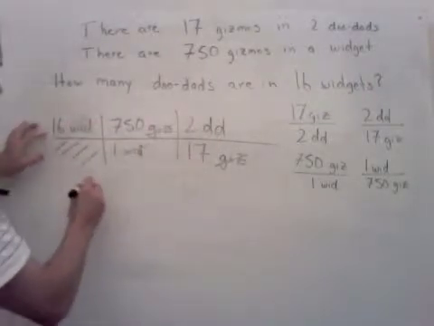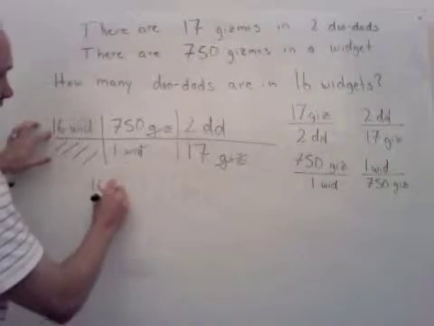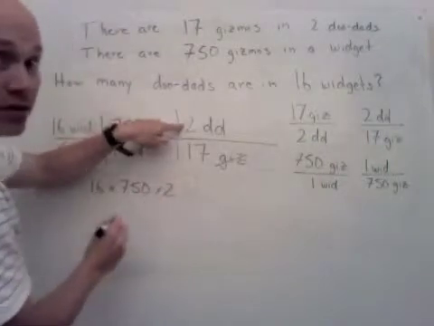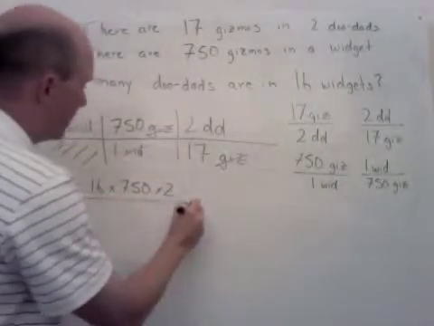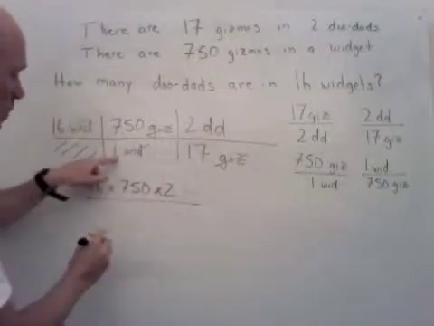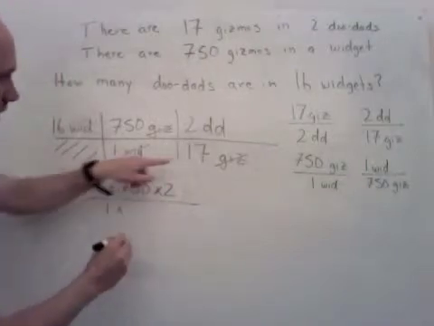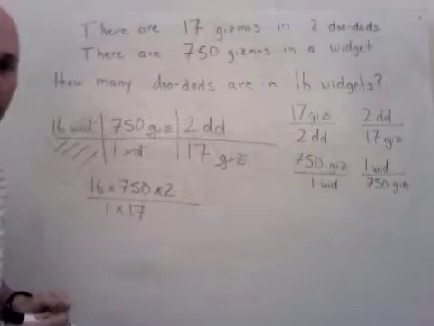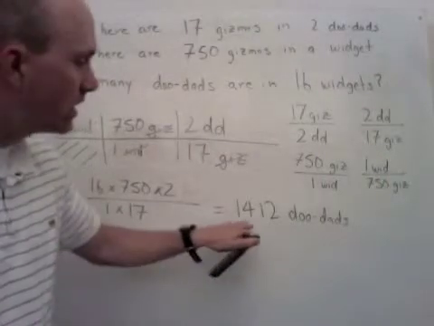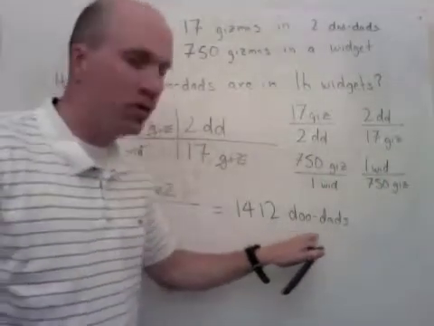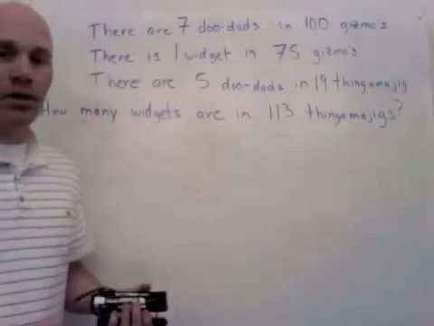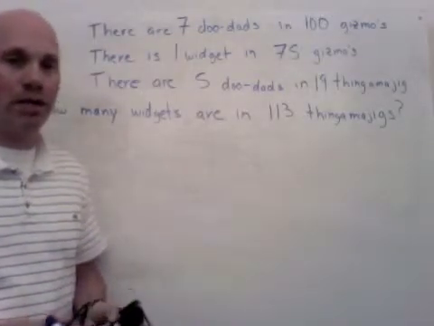So the math: we take 16 times 2. That's in the numerator. We're going to have 1 times 17 in the denominator. And working this out, that works out to 1,412 doodads. Okay, so I'm going to go ahead and do a little bit more complicated of a problem here.